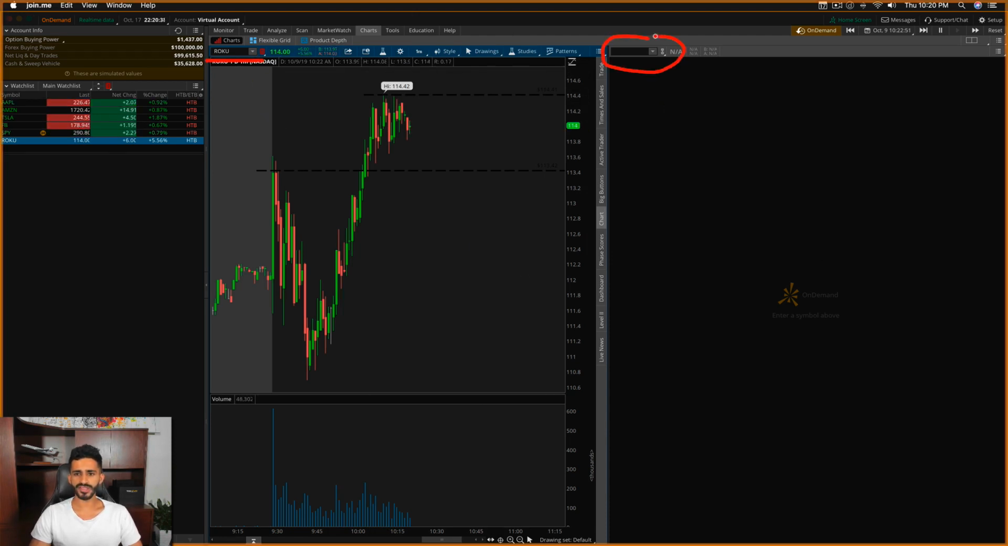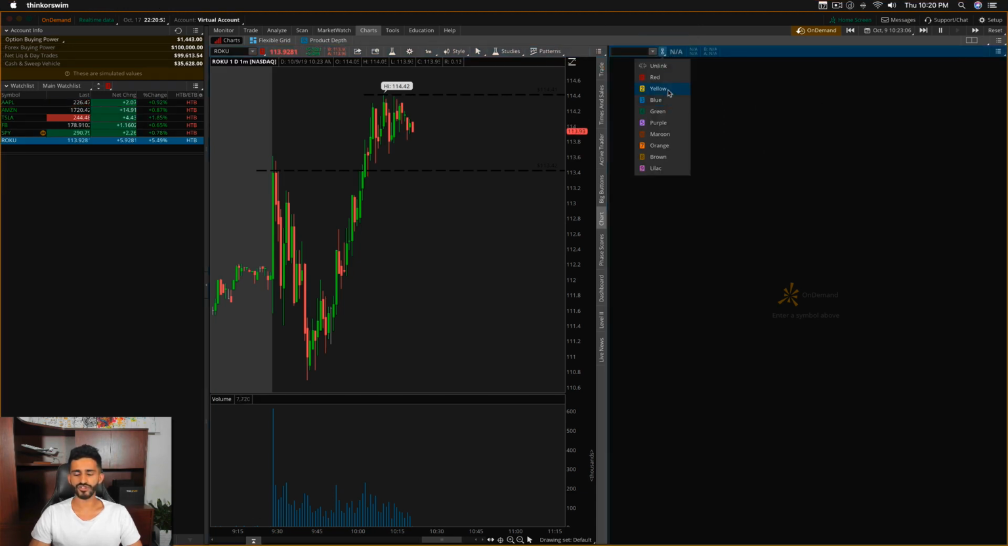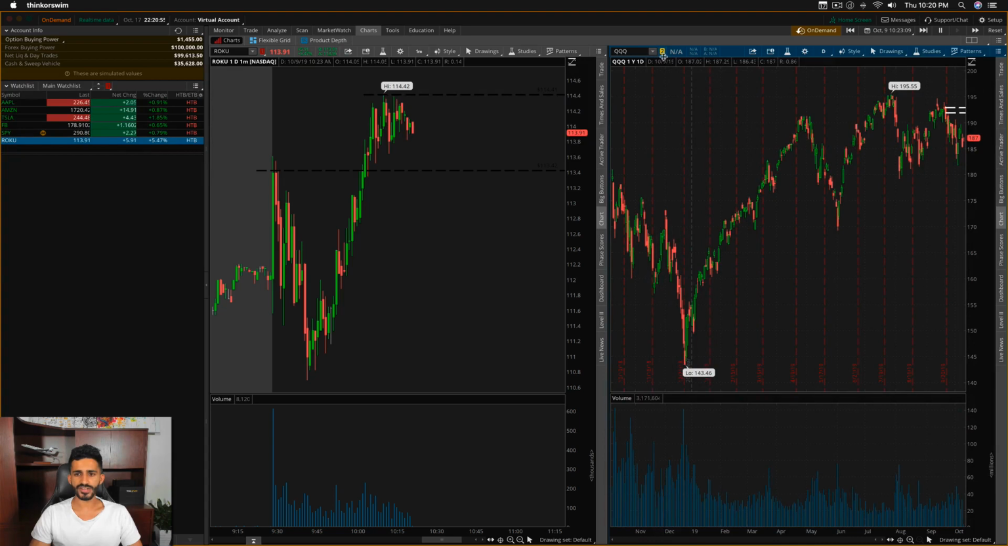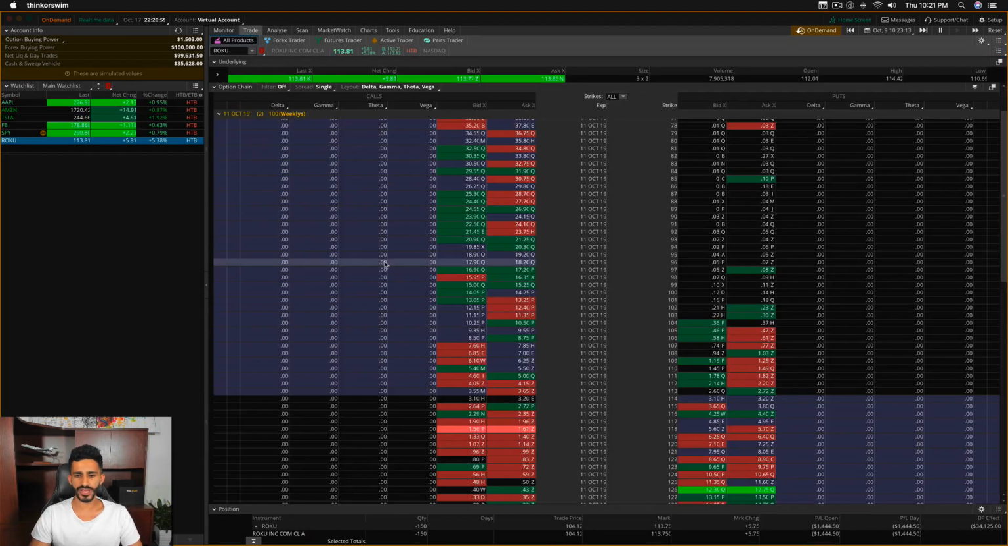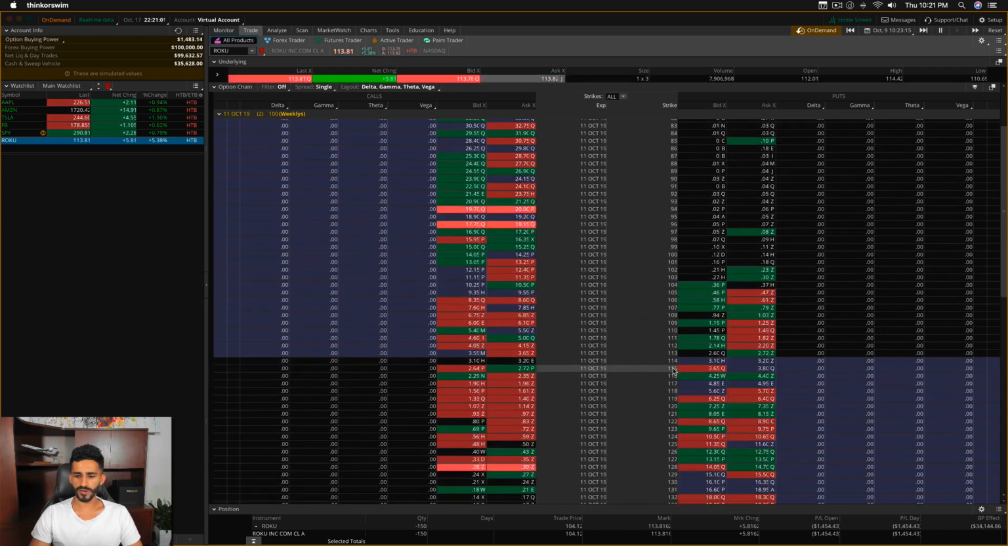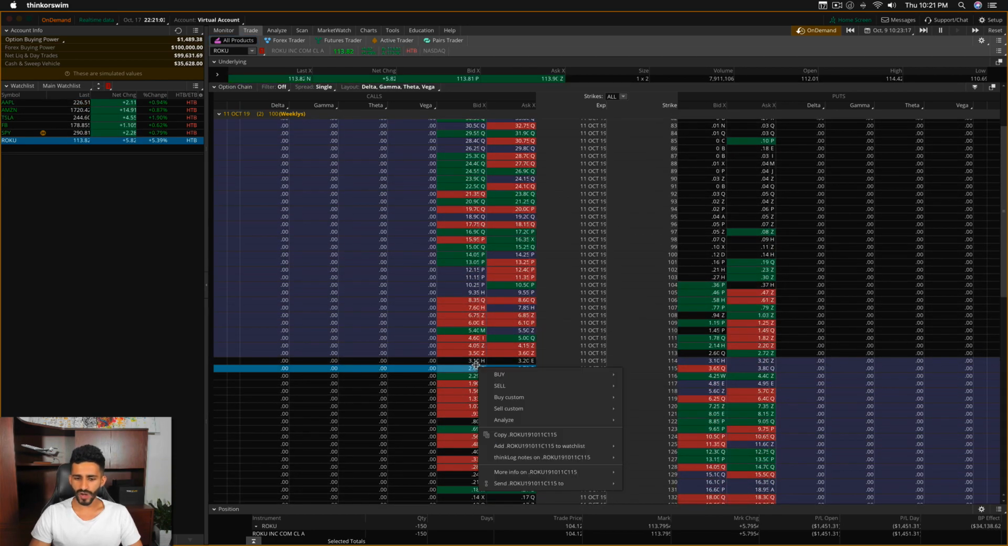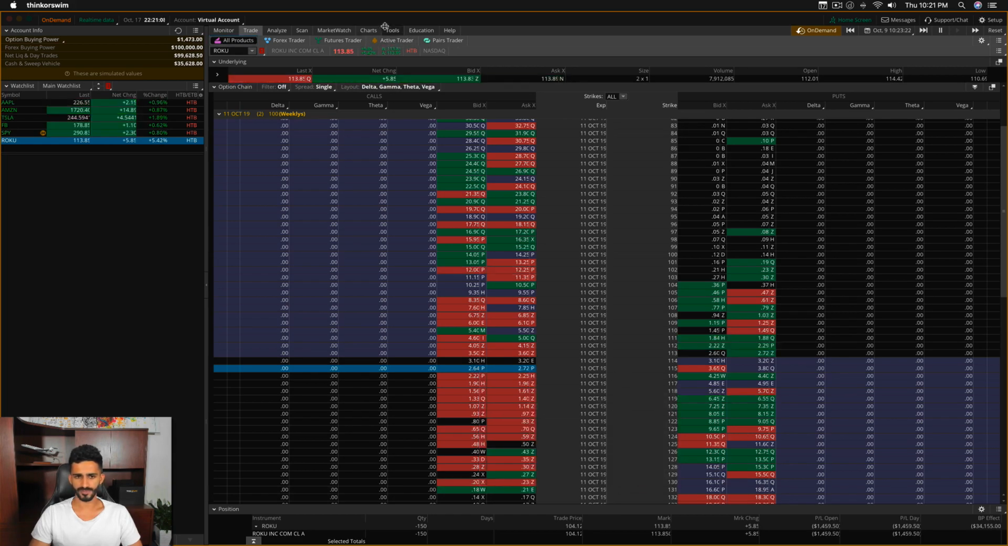What I would put in this section is the option I am looking to trade. So if I'm looking to trade the 115 calls for Roku, I would put the calls here. I would link this to, let's say, 2. Now, if I link this to 2, all I have to do is go to the option chain, go to the 115 calls, right click, and hit send to 2, right?